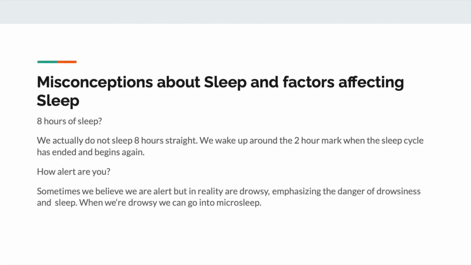A common misconception about sleep is that we sleep throughout the whole night, when in reality we wake up in intervals of around 2 hours when our circadian cycle has finished to start a new one. We just don't tend to remember this in the morning. Also, we tend to have a lot of misconceptions of how alert we are. For example, we might believe that we're fully aware of our alertness, but actually be drowsy, further emphasizing the need to have adequate sleep and the danger that drowsiness can cause.